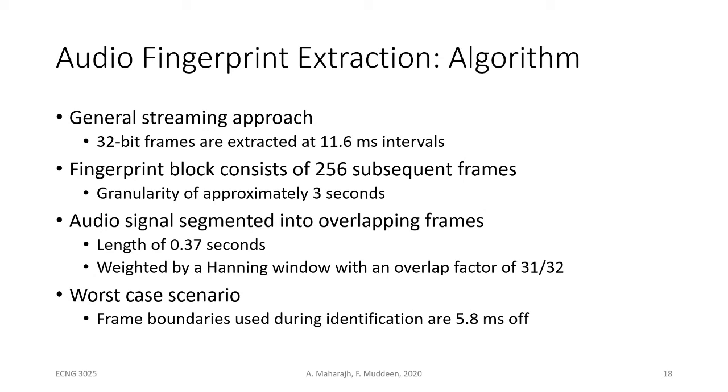So the overlap length is going to be 0.37 seconds, and it's going to be weighted by a Hann window with an overlap factor of 31/32. In the worst case scenario, when we're doing the frame extraction, the frame boundaries used during the identification may be 5.8 milliseconds off, which is half of the 11.6 millisecond interval.